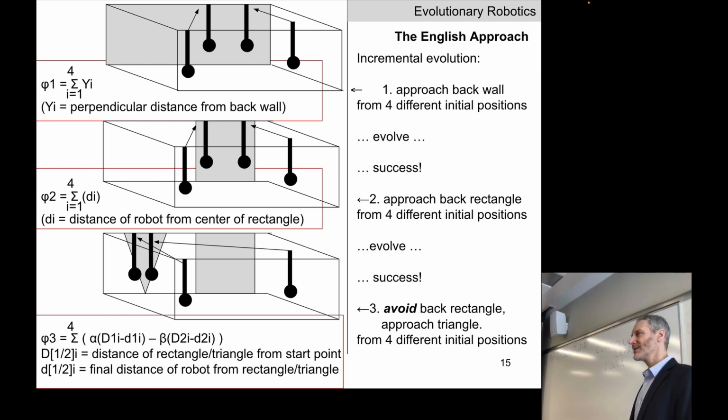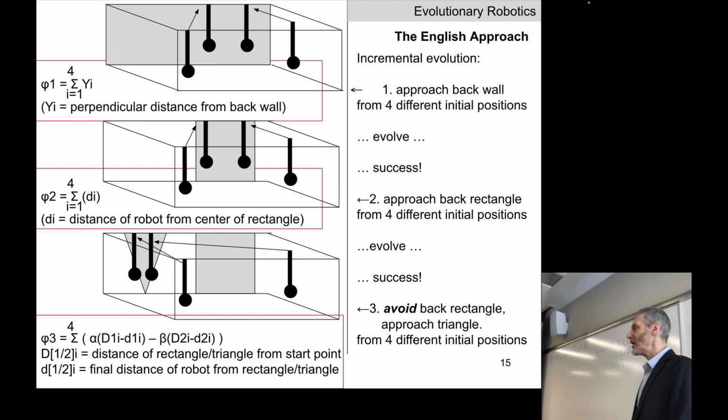We want to maximize some of these distances and minimize some of these distances in order that it avoids the back rectangle and drives towards the black triangle. Which distances do we want to maximize? Which do we want to minimize? Minimize distance from the center of the triangle. Maximize the distance from the rectangle.